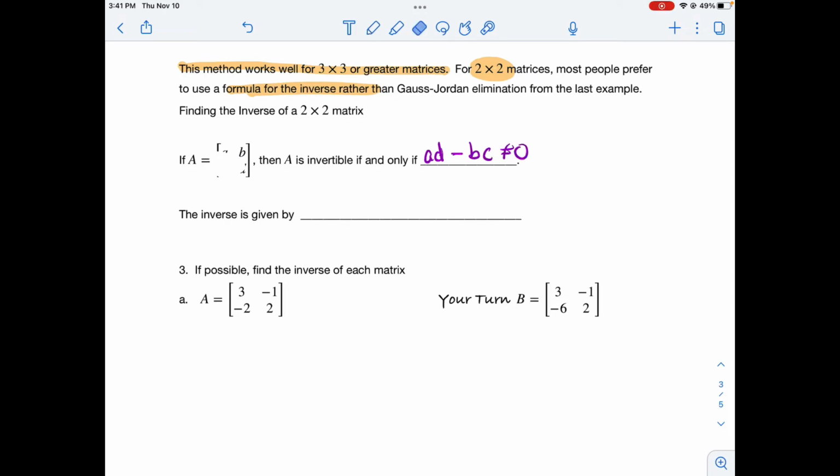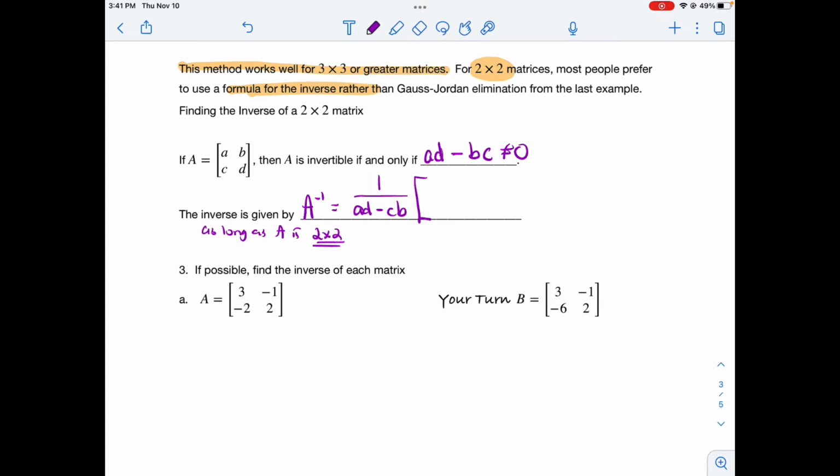And if that number is not 0, then the 2 by 2 matrix is invertible. If you get 0, the 2 by 2 matrix is singular. And then to find the inverse, if it does have an inverse, the inverse of this matrix A would be 1 divided by the product down minus the product up. And then you would write a new matrix that you'd multiply this by.